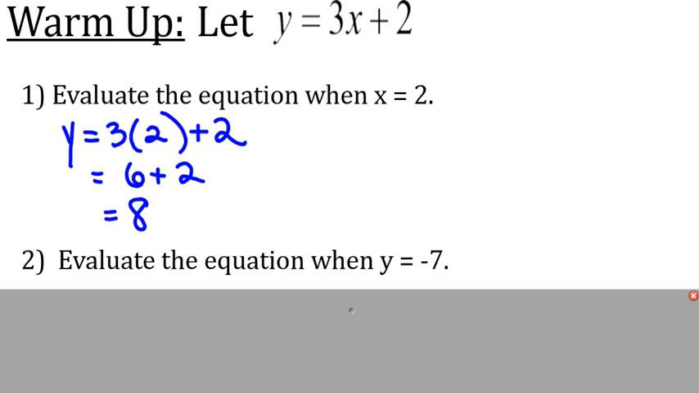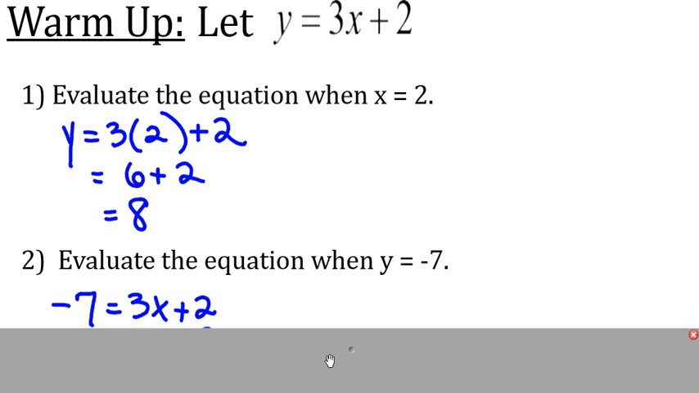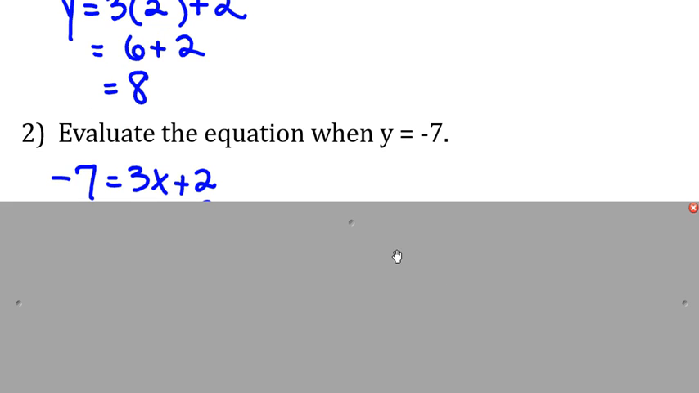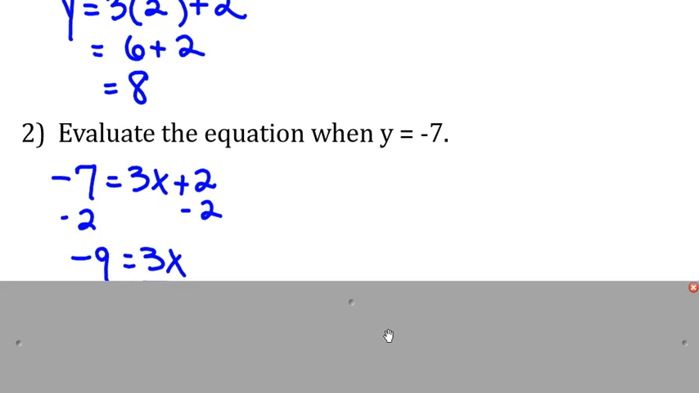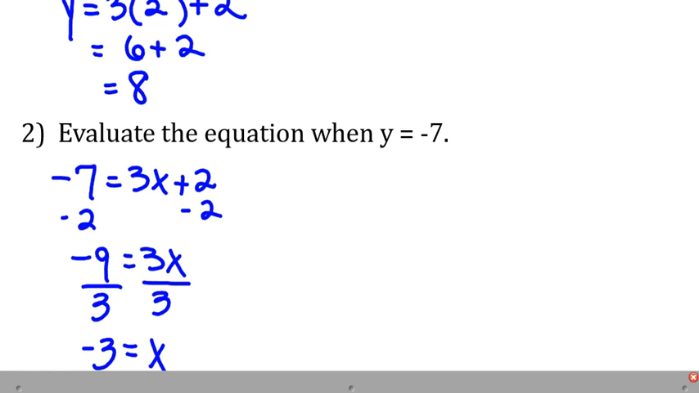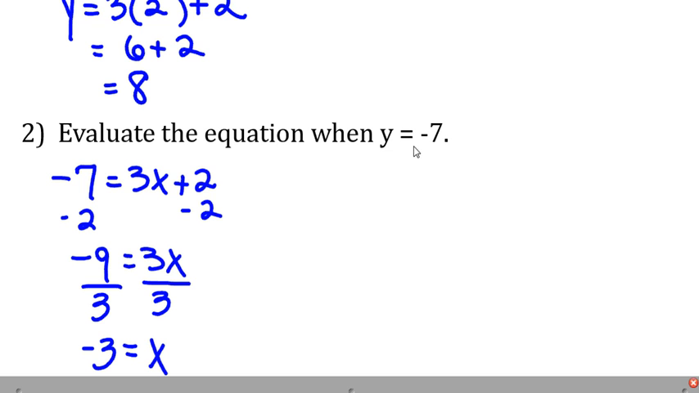So for our second part, it said evaluate the equation when y equals negative 7. Again, we're going to substitute negative 7 in for y. So that means we would have negative 7 equals 3x plus 2. And so we could figure out the value for x now. To undo the addition, we would subtract 2 from each side. So that means we would have negative 9 equals 3x. And again, to undo the multiplication, we do division, and then x would equal negative 3. So again, when y is equal to negative 7, x is equal to negative 3.